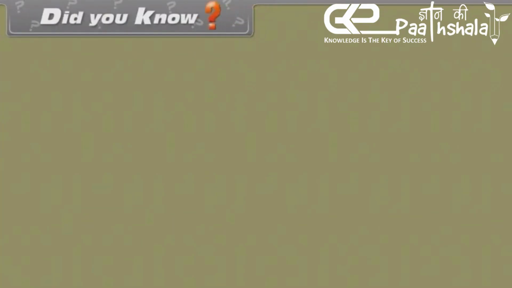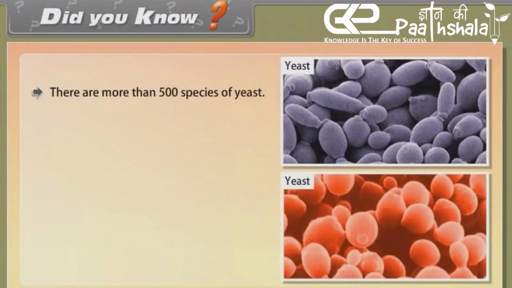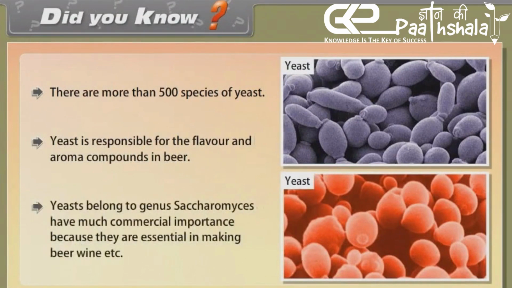Did you know? There are more than 500 species of yeast. Yeast is responsible for the flavor and aroma compounds in beer. Yeasts belong to genus Saccharomyces and have much commercial importance because they are essential in making beer, wine, etc.